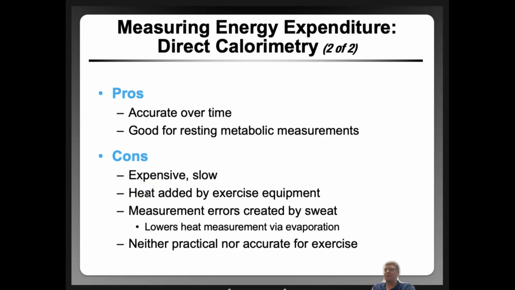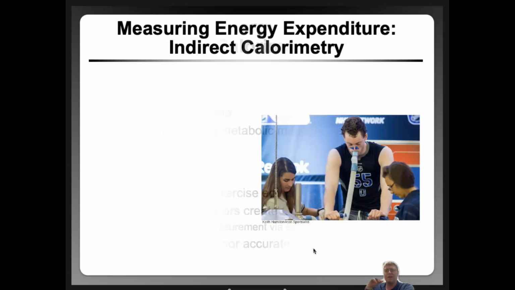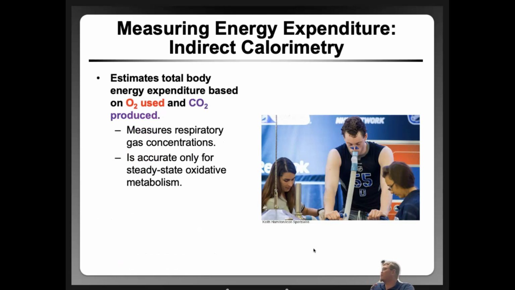Like if you're actually exercising, there's heat coming from the treadmill. There's friction from your feet, the motor running, that could also affect it. Also, your body sweats as the countermeasure, and that would lower the heat measurement because of the evaporation of the sweat. So not really practical nor accurate for exercise. More for like sitting in the room and getting how much it's using while you're sitting there. So that's why we tend to use in the exercise world the more indirect calorie measurements.